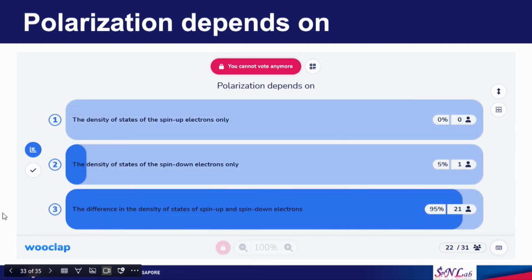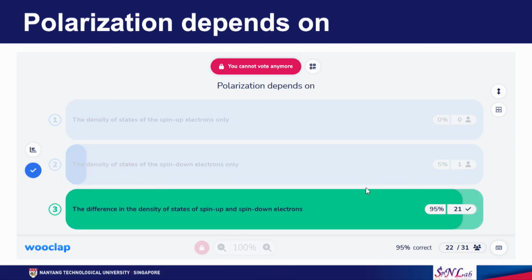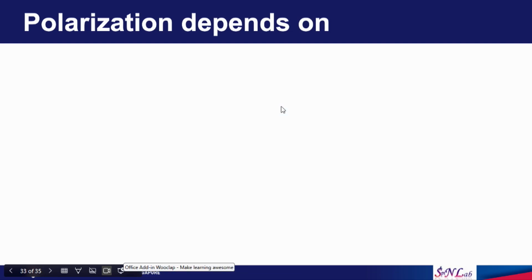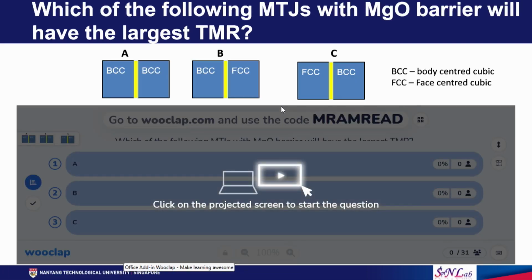Okay, most of you are right. Very good. Okay, next question is related to these three pictures. Which of the following MTJs will have the largest TMR? So we have two ferromagnetic materials. They are in different crystal structures like BCC, FCC.